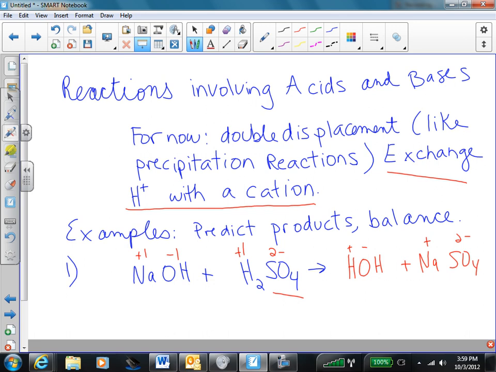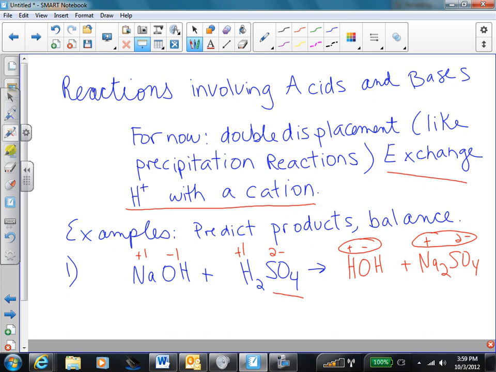Now, we have to make sure that our charges add up to 0. Does plus and negative add to 0? Yes, it does. Okay, over here, now, what subscript do I need on the sodium in order to make this whole chemical compound have a 0 total charge? Hopefully you figured it out. Yep, there's a 2 there.